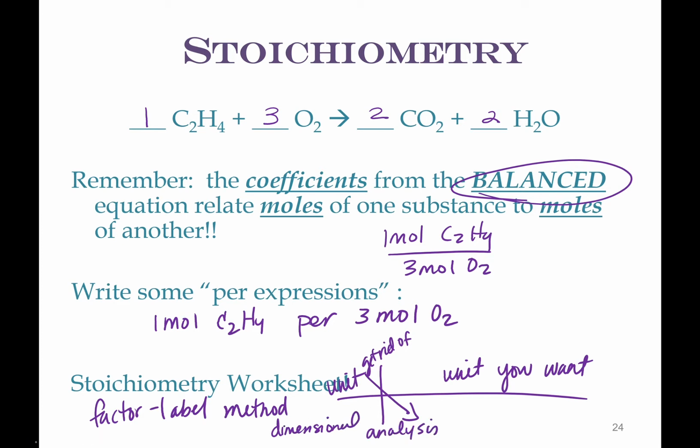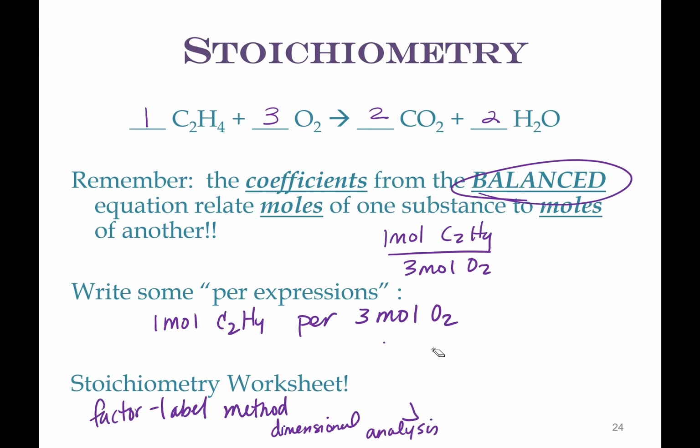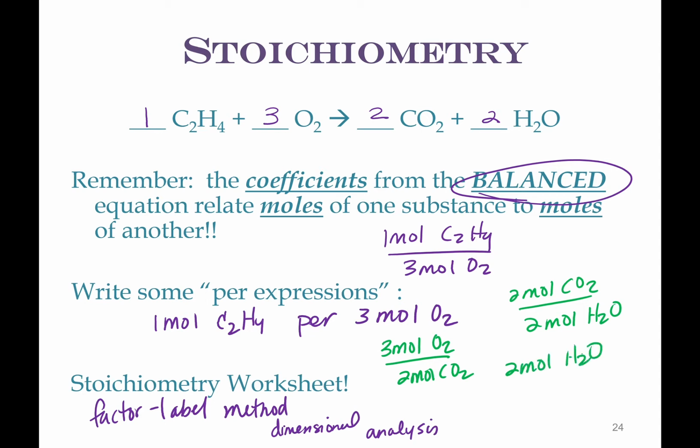Okay, I'm going to erase some of this so I have some room to write some more per expressions. So we would have 3 moles of oxygen per 2 moles of CO2, 2 moles of CO2 per 2 moles of water, 2 moles of water per 3 moles of O2, and we can write those all opposite too. So 3 moles of O2 per 2 moles of water, and so on. So you can write them in any which way.